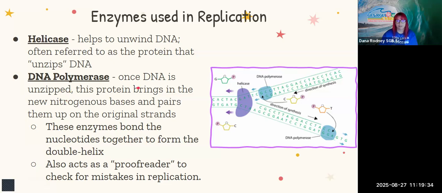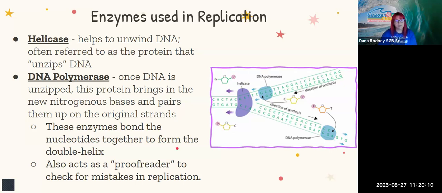And then we have polymerase, and polymerase is kind of like the builder. Polymerase is the one that comes in and starts bringing in the nitrogen pairs. So it brings in the new bases to pair with the existing ones. I think of polymerase like a cheerleader. It's standing on the sidelines yelling, "Give me a G, give me a T, give me an A," etc. And it brings them in and it pairs them up on those original strands. The enzymes bond the nucleotides together to form a new double helix.